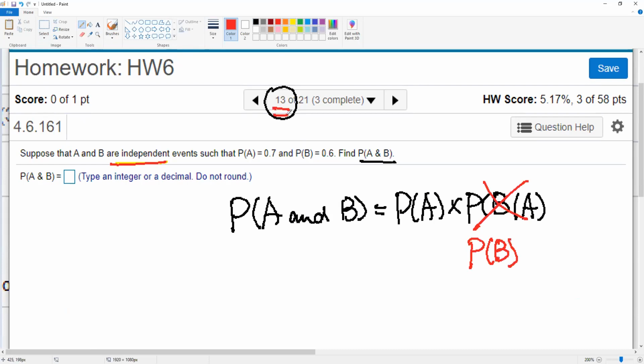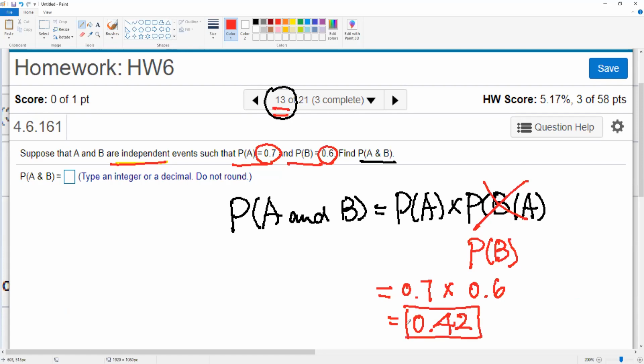And in number 13, the probability of A and the probability of B were given. We just simply plug into the formula. So the first one will be 0.7 and the second one will be 0.6. So the multiplication, 7 times 6, is 42. Okay, so let me check. 0.42. It's good, right? Yeah.